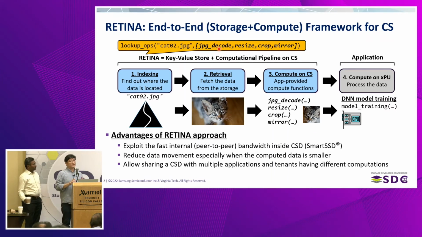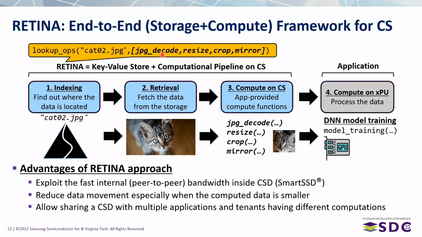So this kind of architecture has many advantages. One of the advantages is that we can exploit the fast internal peer-to-peer bandwidth inside the SmartSSD. So the data from the SSD to the FPGA memory inside the SmartSSD can be moved quickly. That's one advantage. Another one is that in many use cases, the pre-processed, computed data is a lot smaller than the original data, right? For example, that is very common in many deep learning, at least image classification applications. So in that case, we can save a lot of PCI bandwidth. Another one is that, since we are able to dynamically compose the computation, we can share the computational storage device with multiple applications and multiple tenants, ideally having different computation requests.